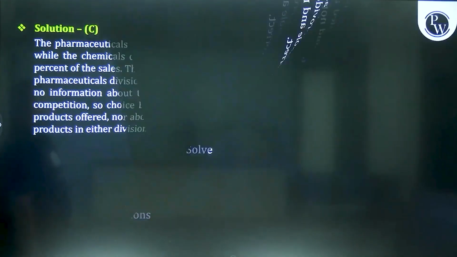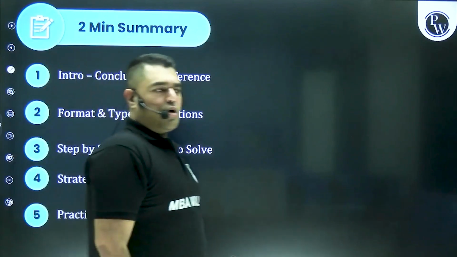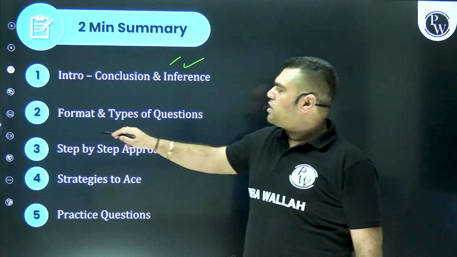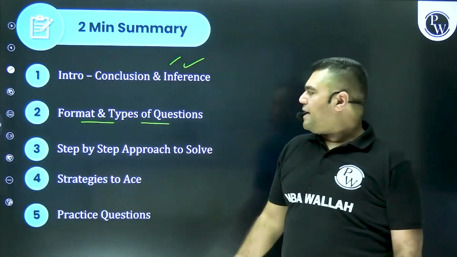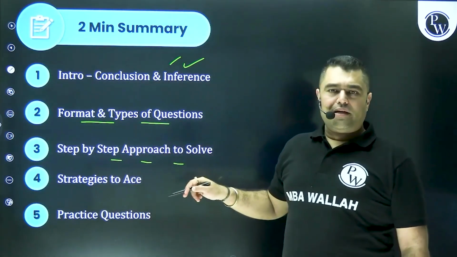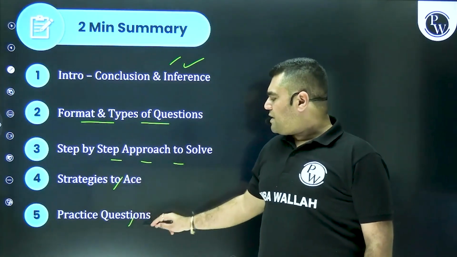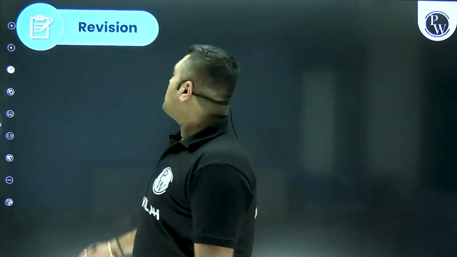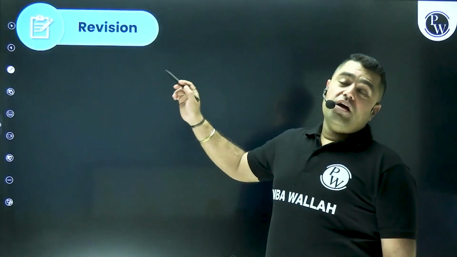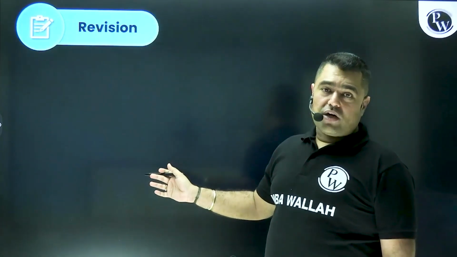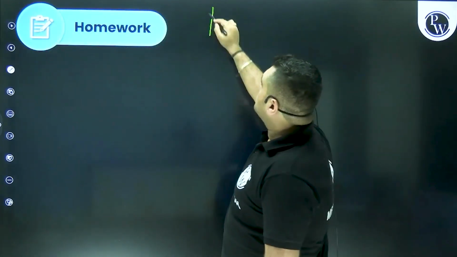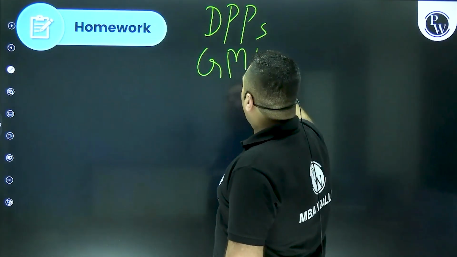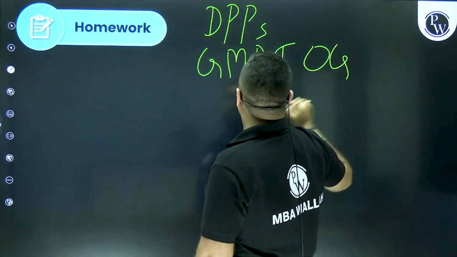With this, we are done with this topic. Once again, quickly, what did we manage to do today? After forming an intro on conclusion inference, we discussed the format and types of questions, took a step-by-step approach, covered strategies to ace it, and did lots and lots of practice questions. The session ends here. Do not forget to go through the session notes again and practice. Your homework today will be to solve the daily practice problems. All these questions have been taken from GMAT OG.